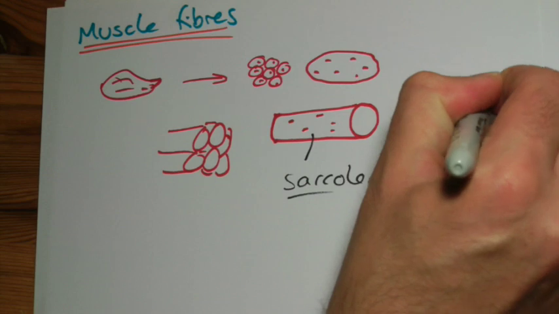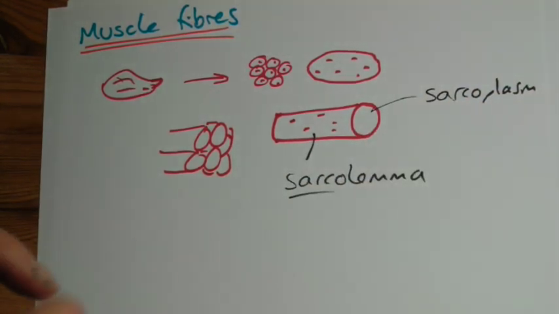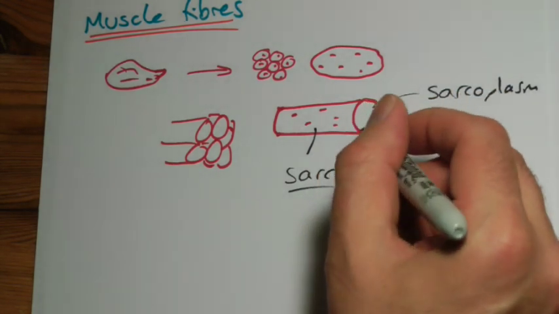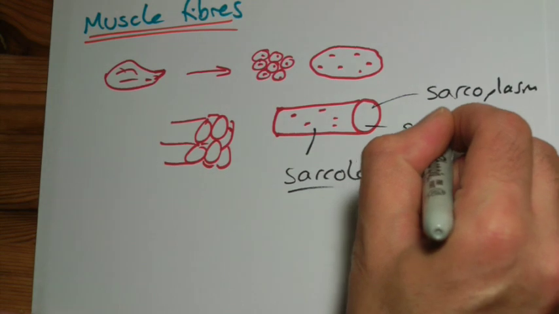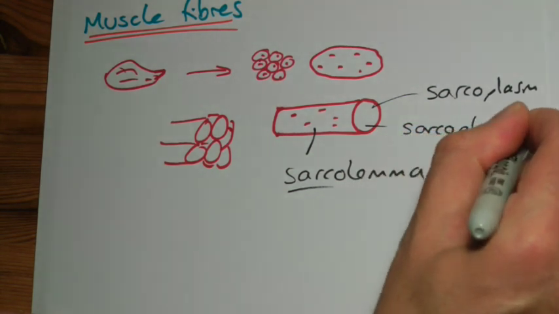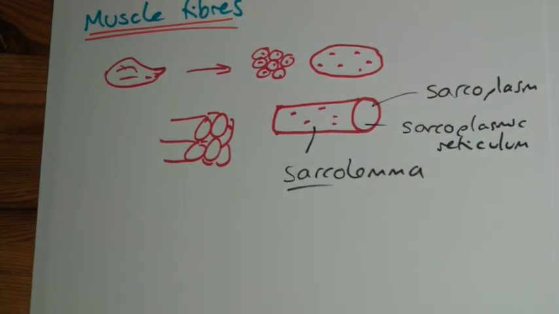Rather than cytoplasm, we have sarcoplasm. And rather than endoplasmic reticulum, or specifically smooth endoplasmic reticulum, we have sarcoplasmic reticulum in here. More on exactly where that is in a second. Okay.